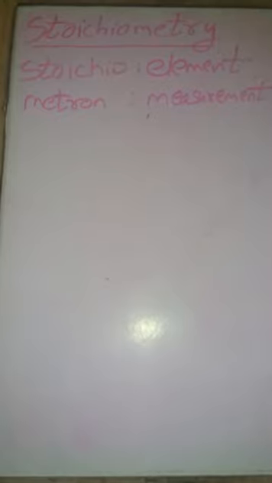The word stoichiometry is derived from two words, stoichio and metron, where stoichio means element and metron means calculation or measurement, which means we have to measure the amount of the reactant and the products involved in a chemical equation. This is an example of a balanced chemical equation. From this balanced chemical equation, we can gather certain information.